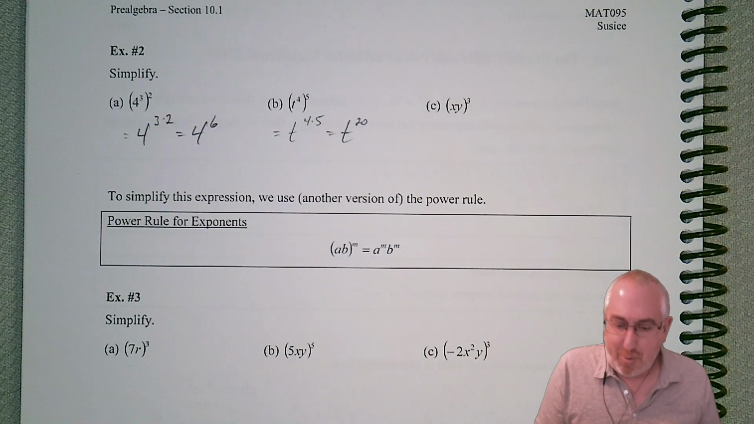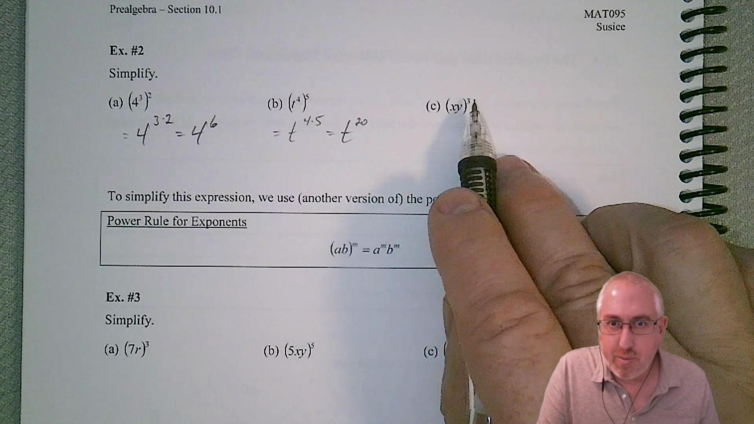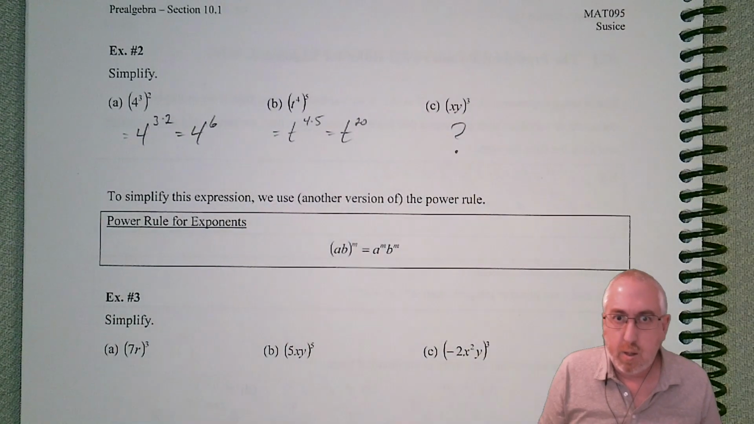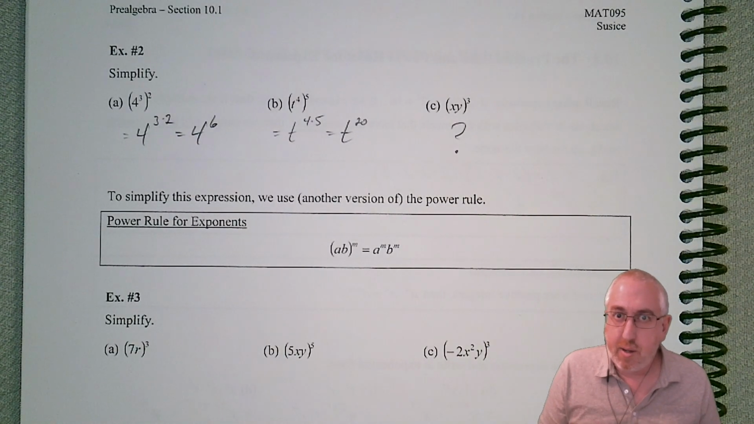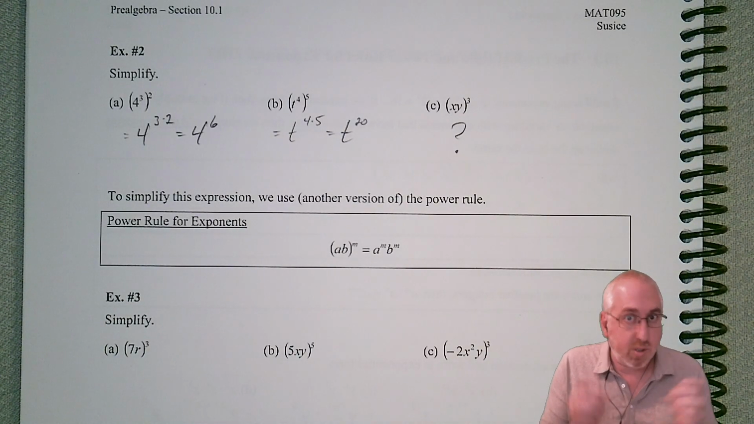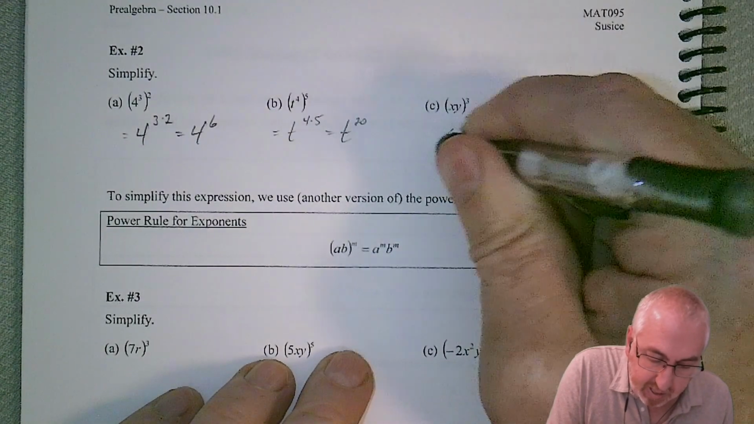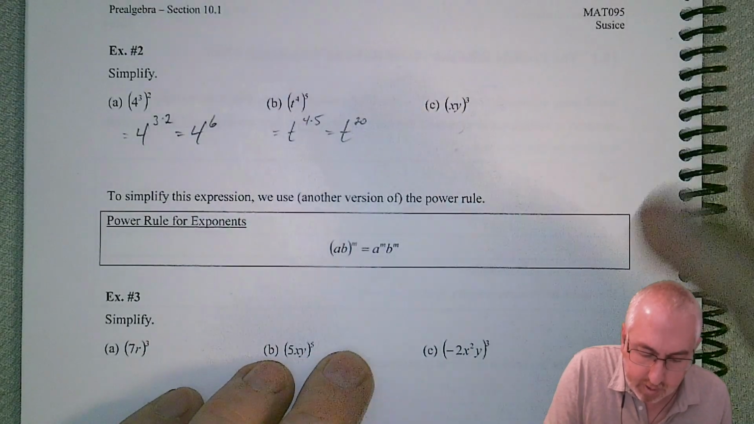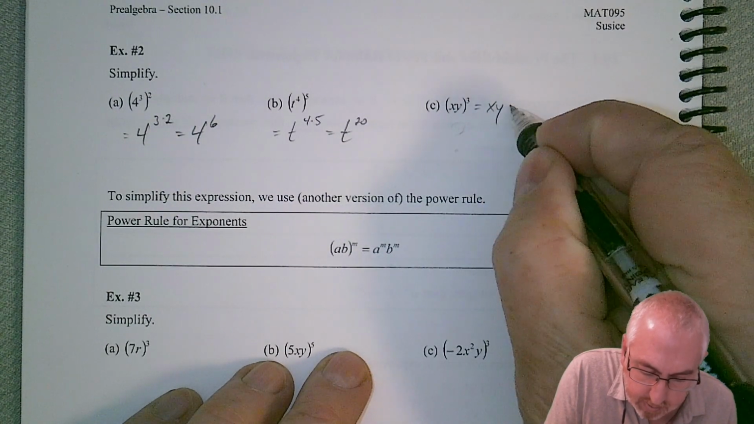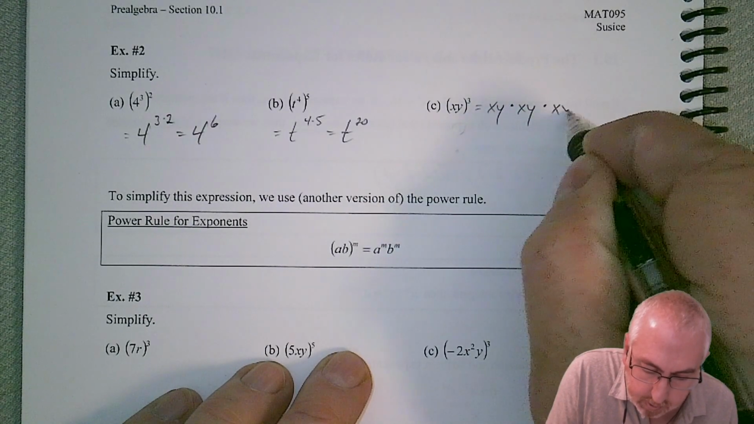And now we got another stumper. xy with no exponents raised to the 3rd power. Well, let's apply the same ideas that we did in the previous one. So same tactics. Let's instead expand it out and see if we can find a pattern. So we should be able to see that this is going to be xy times xy times xy.